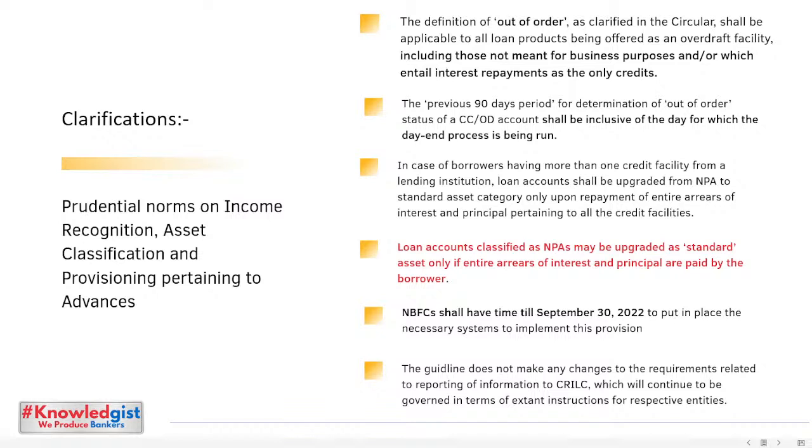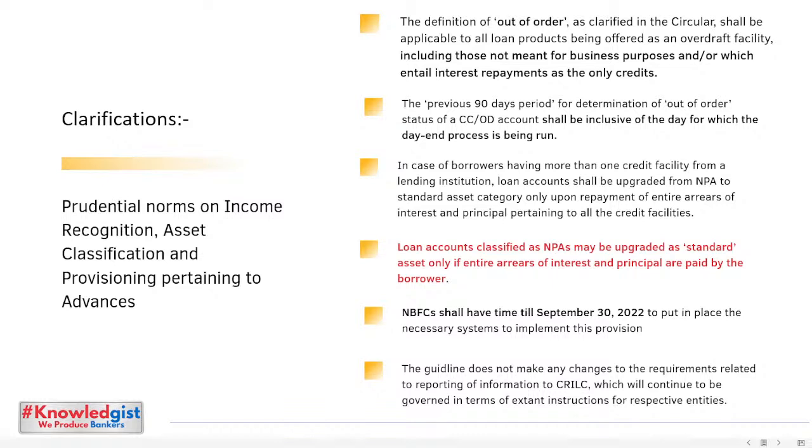The definition of out of order clarified in the circular shall be applicable to all loan products being offered as an overdraft facility, including those not meant for business purposes and or which entail interest payments as the only credits. So it will now be out of order for any loan where there is an overdraft facility. The 90 days period determined for out of order status in a CC OD account shall be inclusive of the day on which the day end process is run. So from the date when the last interest payment was made, from that EOD to 90 days, if no interest or principal payment is made, that account will be treated as out of order.